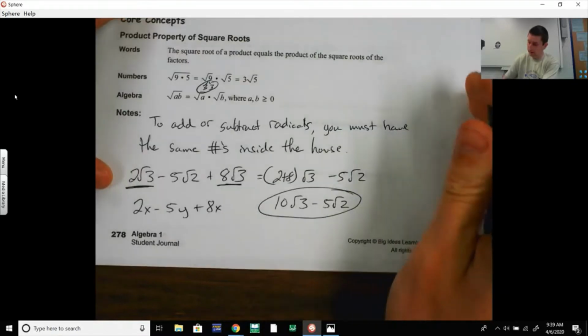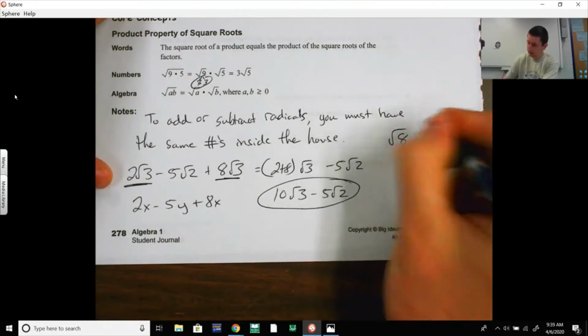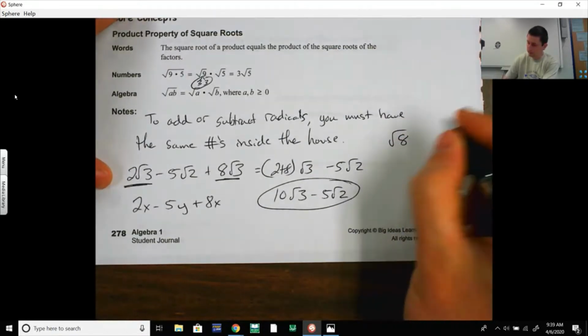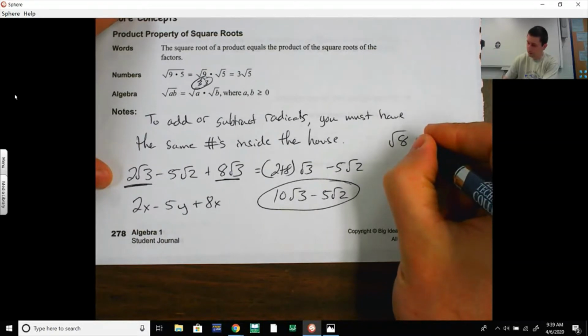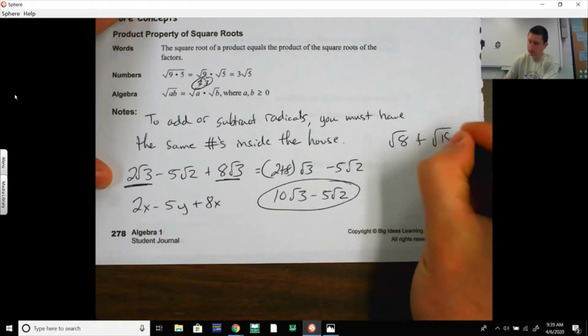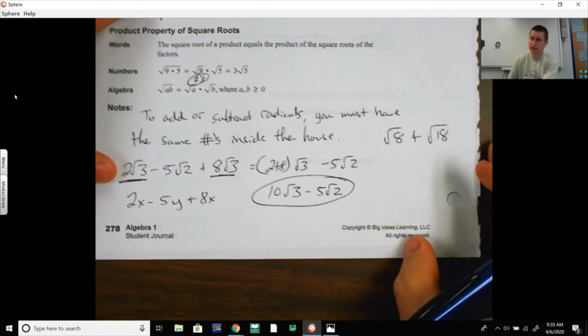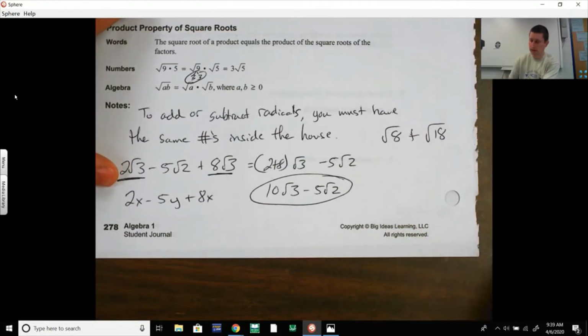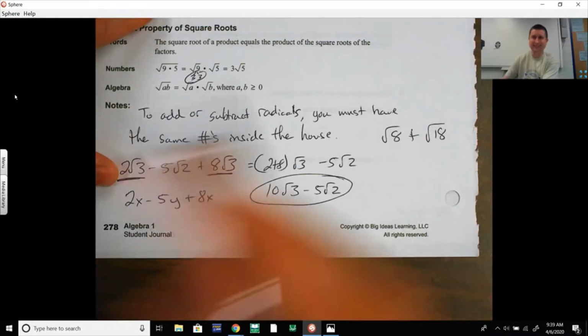What if we had the square root of 8 plus square root of 18? Okay, square root of 8 plus the square root of 18. And you're like, oh, those aren't the same. You can't do anything. Hold your horses just a little bit.